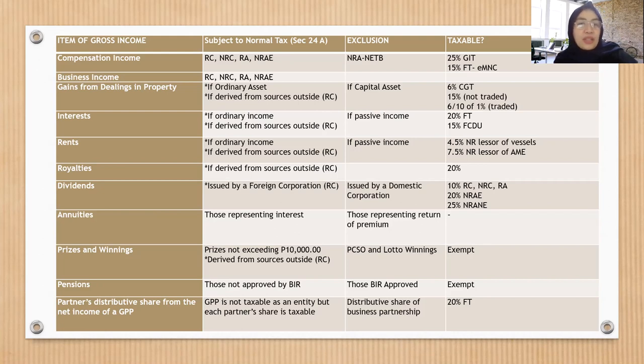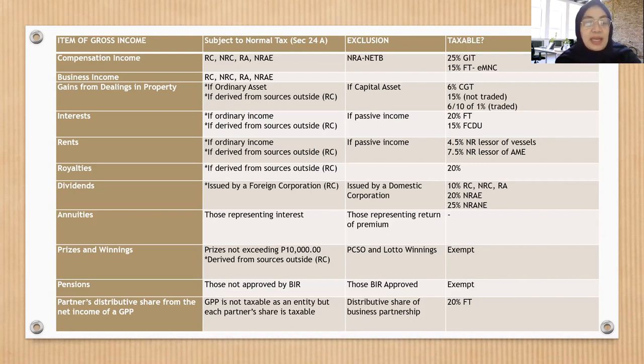Okay, if they are not taxable under normal income tax, they are taxed 25% GIT or 15% final tax for MNCs. So, ano ba itong mga MNCs? Later on, we'll discuss more on that. But anyways, as a general rule class, if you have a property such as this gains from dealings in property, interest, no, if they are considered as an ordinary asset or part of your inventory, then they are subject to normal tax. Okay.